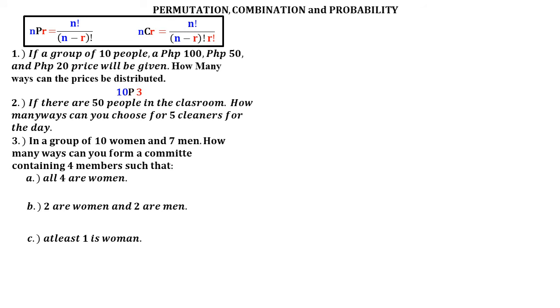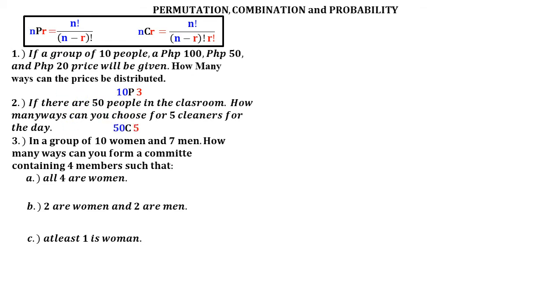Next, if there are 50 people in the classroom, how many ways can you choose 5 cleaners for the day? Again, the same question, is the arrangement important or not important? Since dito pare-parehas naman sila ng gagawin, which is to become the cleaners, the arrangement is not important. Regardless kung ikaw ang unang mapili or ikaw ang last na mapili, you are still the cleaners. So the arrangement is not important. From the 50 people, we will choose 5.